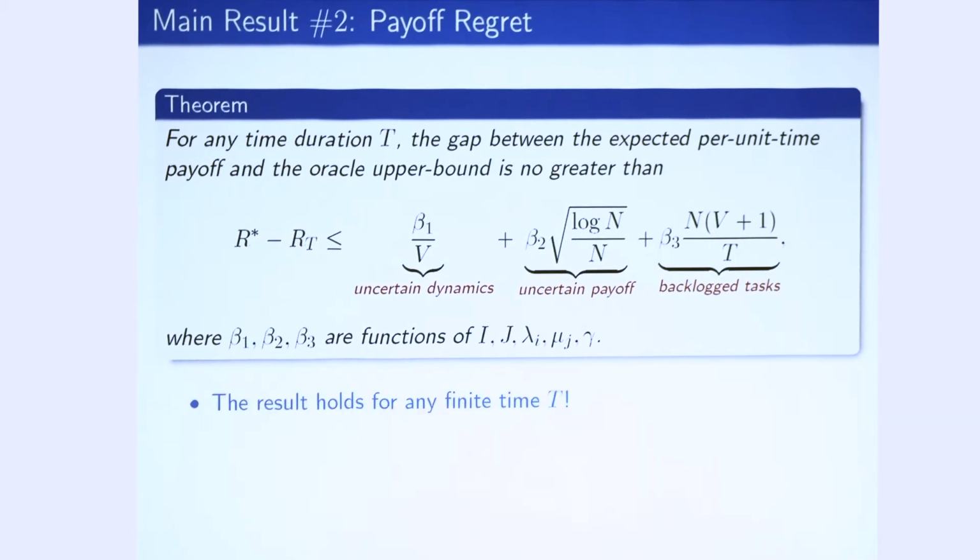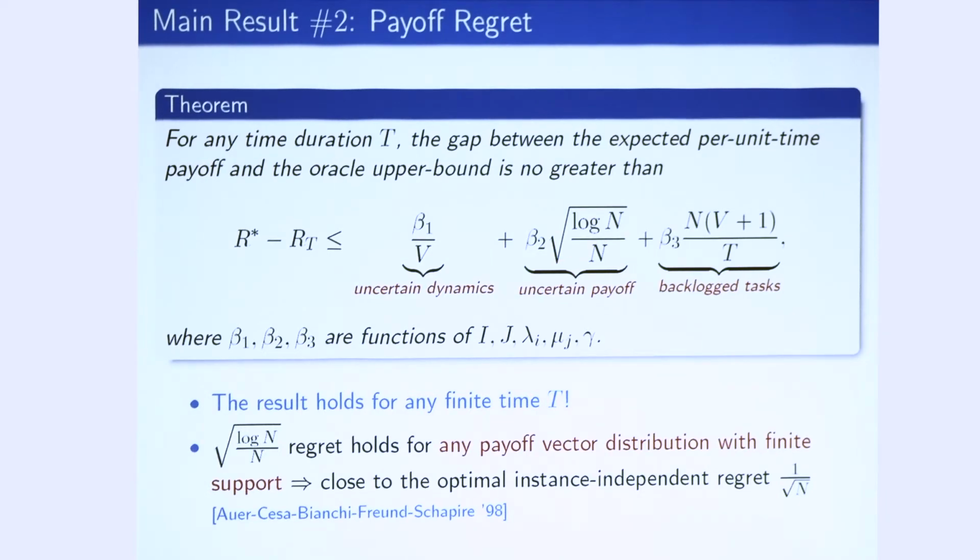Note that this payoff regret bound holds for any finite time t. In particular, if you let t go to infinity, you can slowly increase v, and then the first term and third term will vanish, and the middle term will become dominant in the stationary regime. I also want to mention that the square root of log n over n regret holds for any payoff vector distribution with finite support. And this matches the optimal instance-independent regret of 1 over square root of n in the multi-armed bandit literature, up to a square root of log n factor.